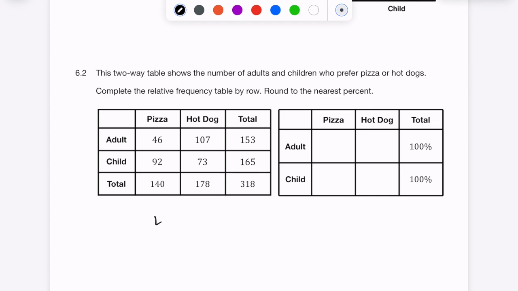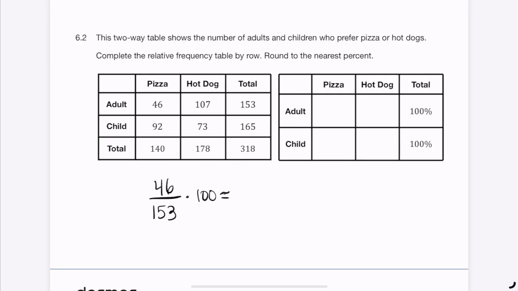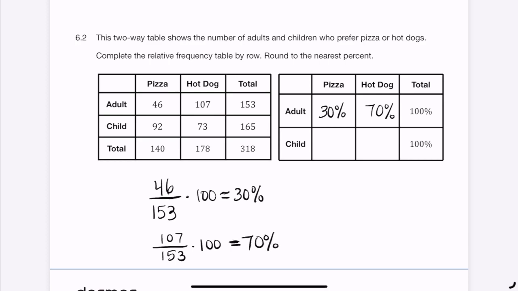So we're going to take 46 adults who picked pizza out of the 153 total adults, multiply by 100, and we're going to get about 30%. So we're going to say that 30% of adults prefer pizza. And then, based on that, 70% of adults had to prefer hot dogs because there were only two options. But you could do 107 divided by 153 times 100, and that would give you about 70%. So that works too.